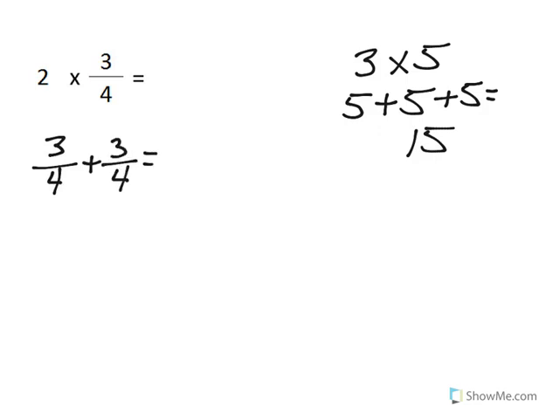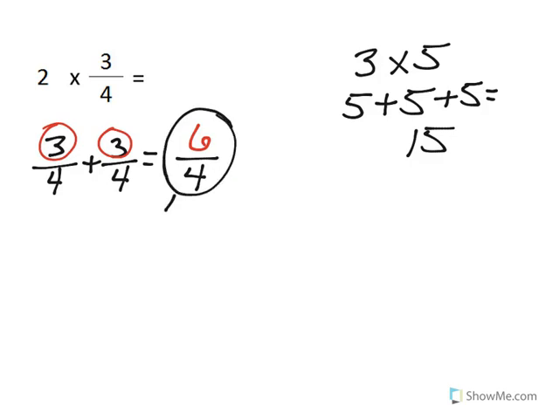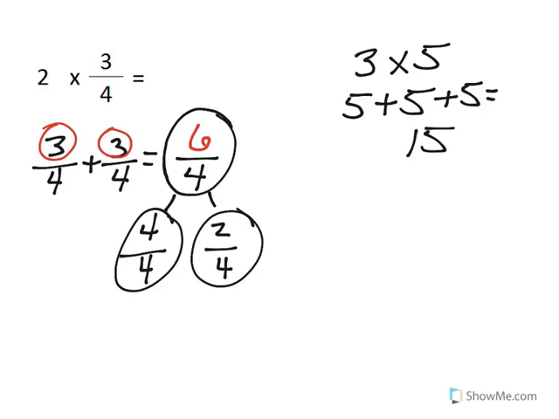Now we already know when we're adding fractions that the denominator stays the same. When I add my numerators, 3 plus 3, I get 6. Now we know that 6/4 is a fraction greater than 1. So I need to take out 4/4 and 2/4, because 4/4 plus 2/4 equals 6/4. 4/4 is equal to 1 whole, and then I have 2/4 left over.